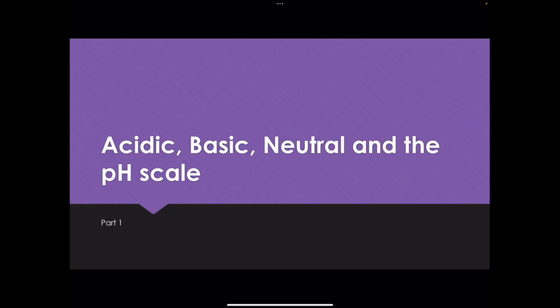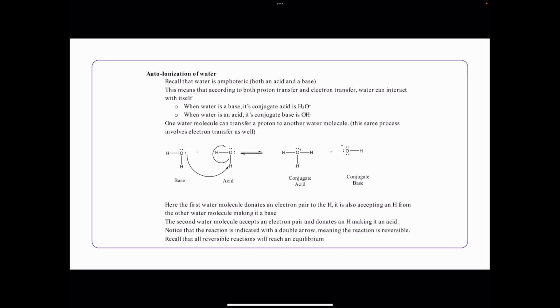In this video, we will discuss describing solutions as being either acidic, basic, or neutral, and we're going to talk about the pH scale. Now, in previous videos, recall that water is amphoteric, meaning it can behave as both an acid and a base. What this means is that according to both proton transfer and electron transfer, water is going to have the ability to interact with itself. When water is a base, its conjugate acid is hydronium, H3O+.